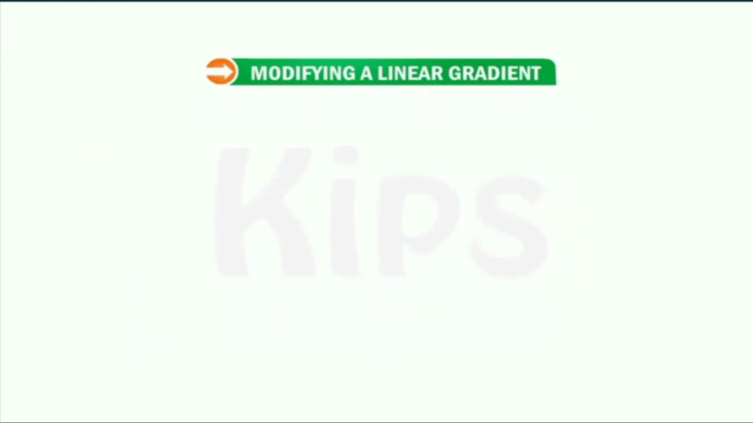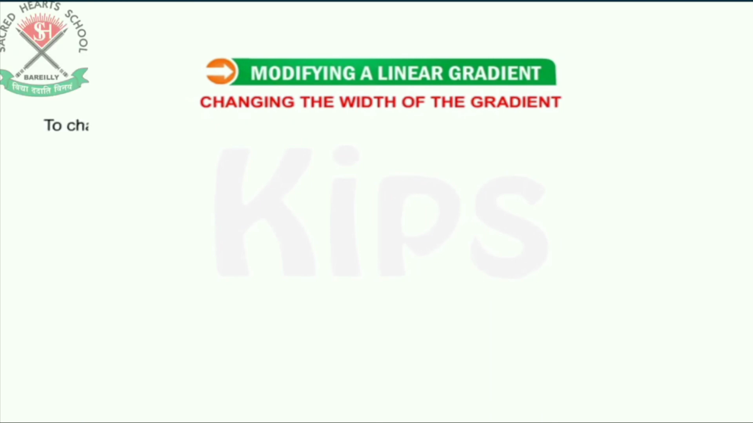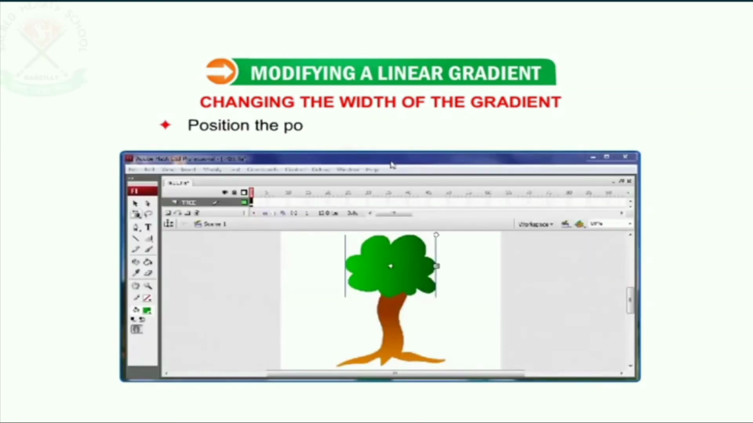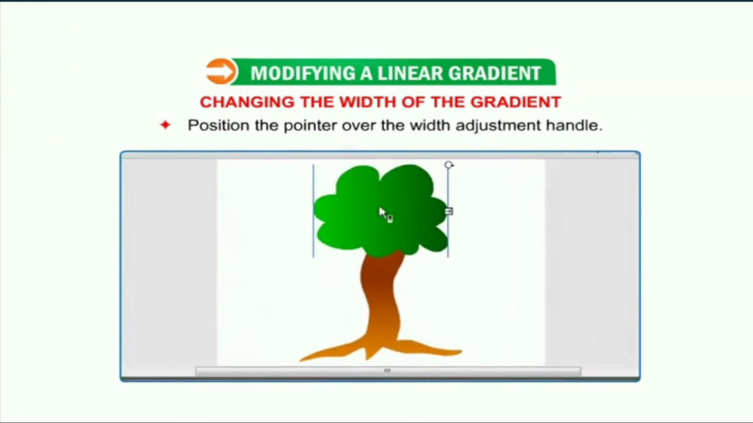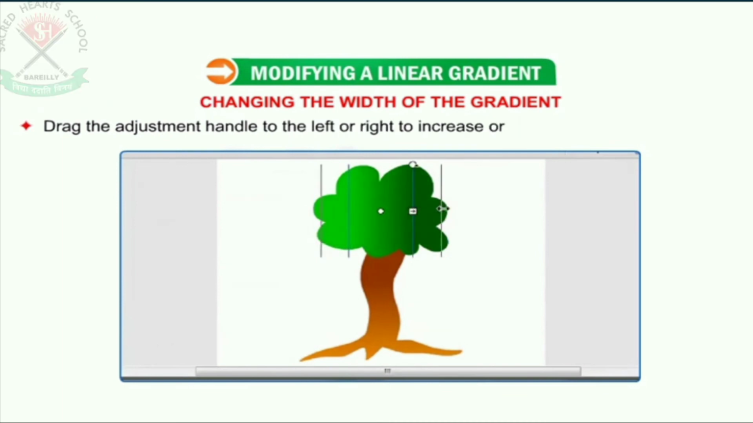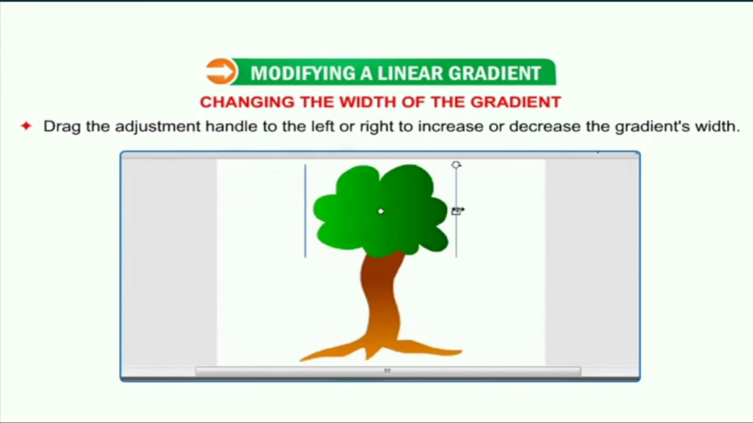Here now let us see how to change the width of the gradient. To change the width of the gradient filled inside the shape, we have to follow some steps. What? We have to firstly position the pointer over the width adjustment handle and then it will change to a double-sided arrow. Here, drag the adjustment handle to the left or right to increase or decrease the gradient width.